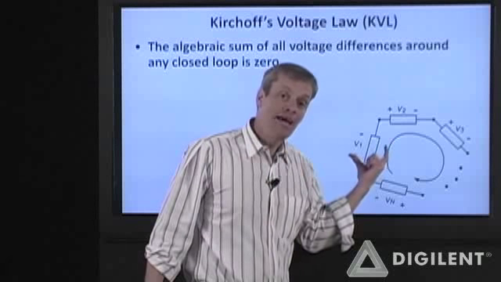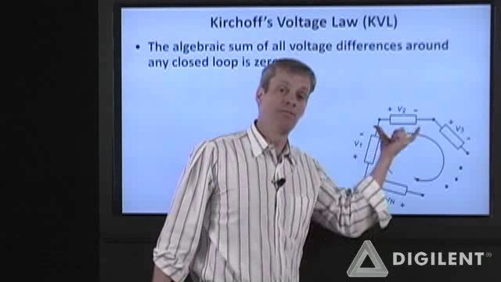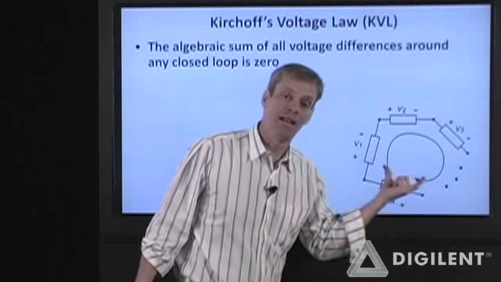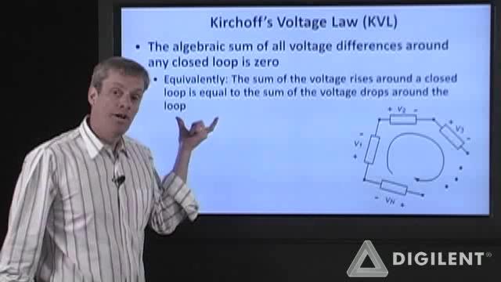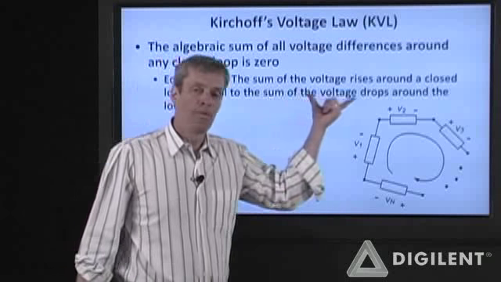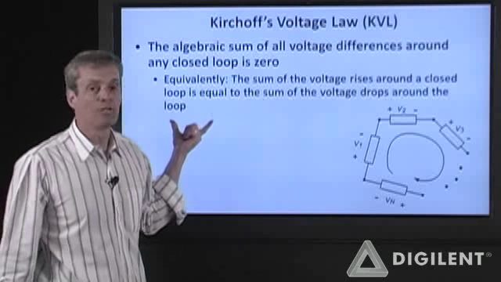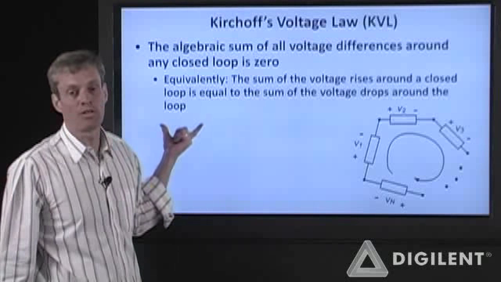Okay, that implies that some of these voltage differences are going to be rises, some of them are going to be drops. They have to balance out. So another way to state Kirchhoff's voltage law is that the sum of the voltage rises around a closed loop has to be equal to the sum of the voltage drops around the loop.